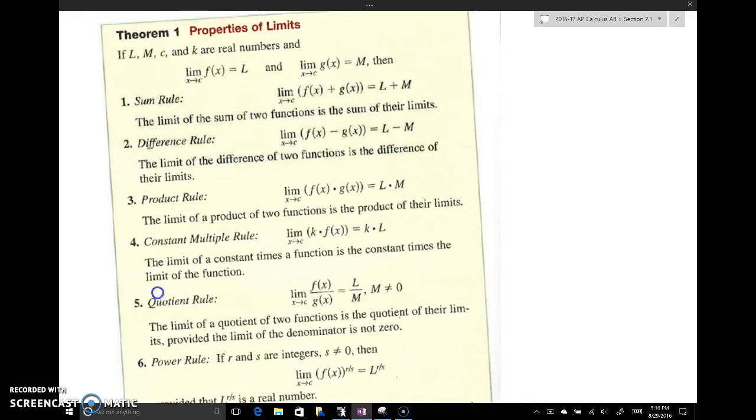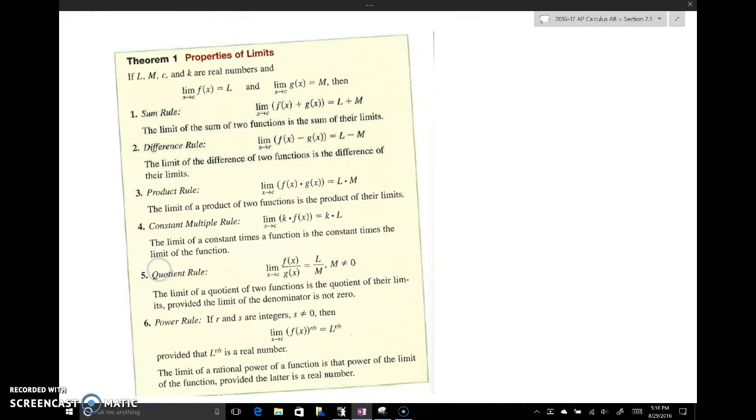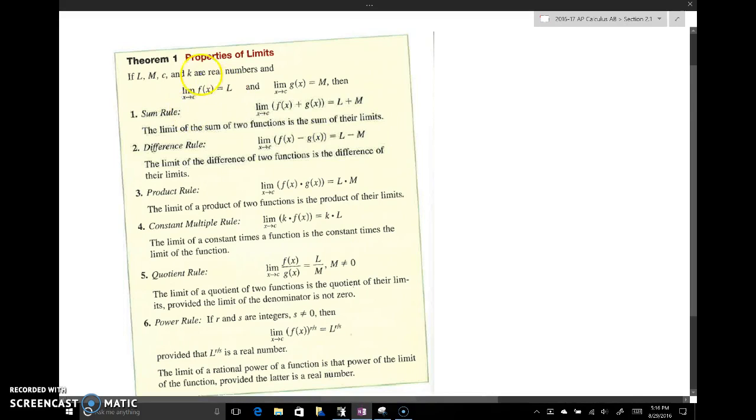I'd like for you to pause the video here and read through the properties of limits if you haven't already. The way you read this chart is basically here it's saying the limit as x approaches some number c is equal to a value L, and another function g approaching the same point has a limit that's equal to the value m. And these are all the rules that we can have.